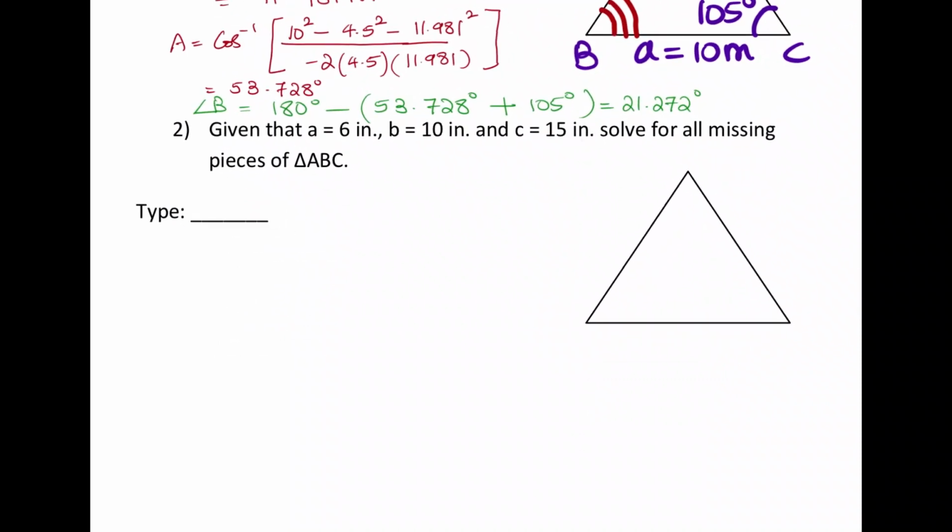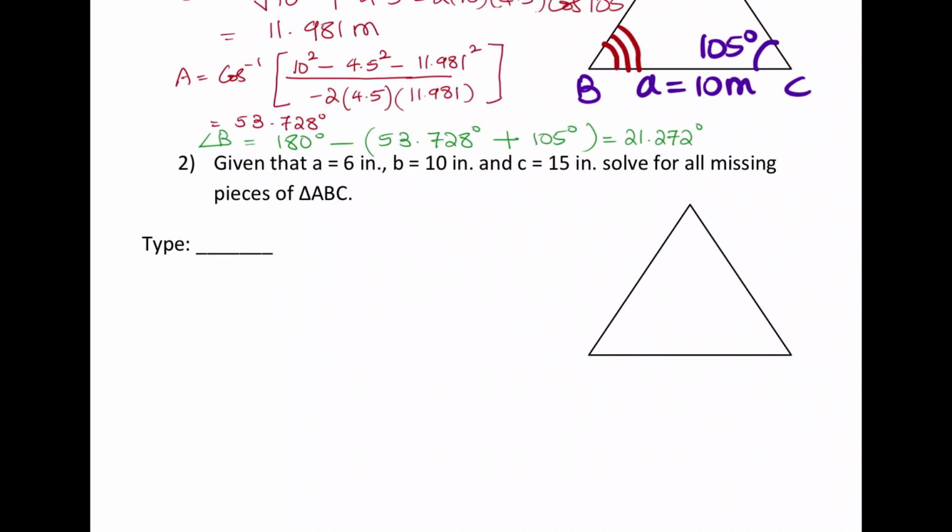Okay, moving on to example 2. In this one, we have been given side length A as 6 inches, side length B as 10 inches, and side length C as 15 inches. So this is the triangle. And if these are the vertices A, B, and C, then side A is 6 inches, B is 10, and C is 15 inches. So in this example, we are required to find the 3 angles since none of them are given in the problem.